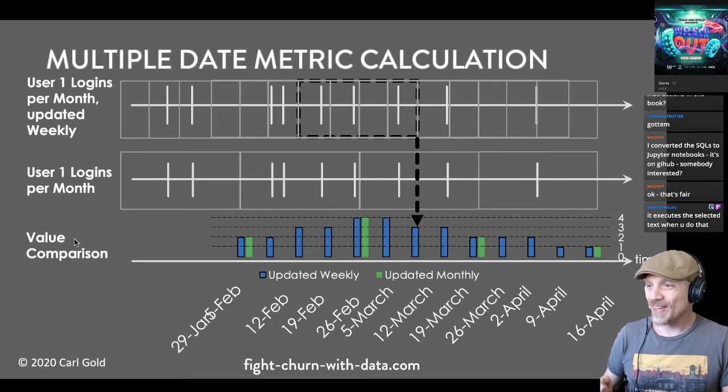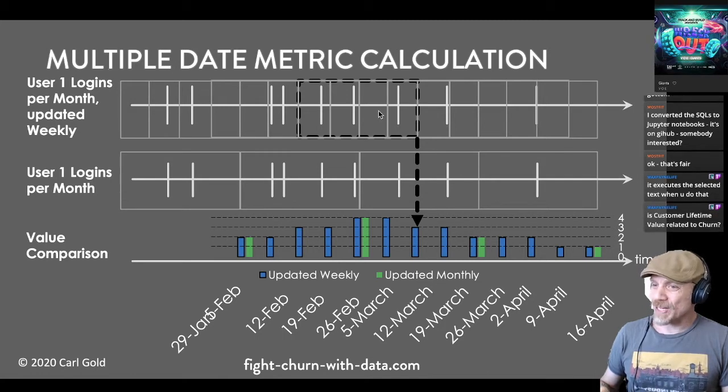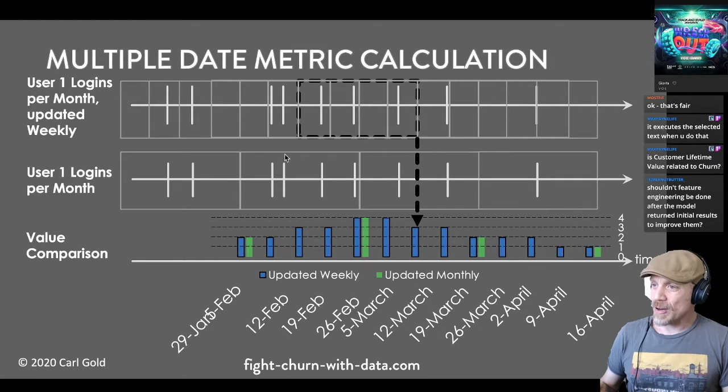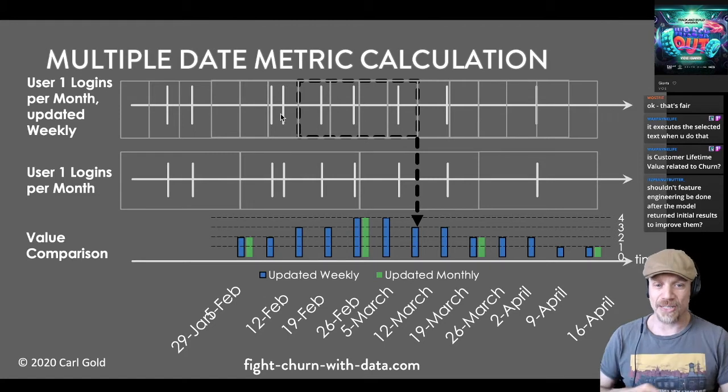Anyway, so multiple date metric calculation is shown here, and you basically just repeat the calculation 1 week apart, and you end up with overlapping windows. So on the bottom, I'm showing the concept of non-overlapping windows, and on the top is if you calculate with staggered windows, I should say.